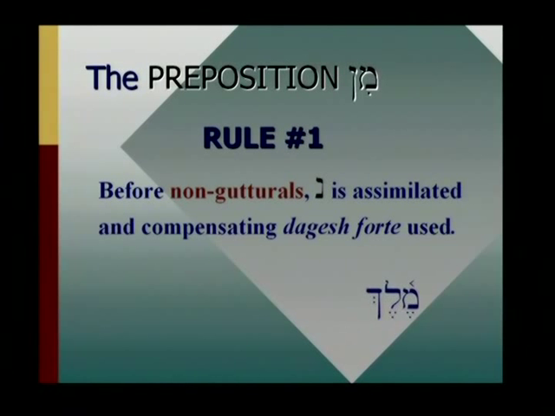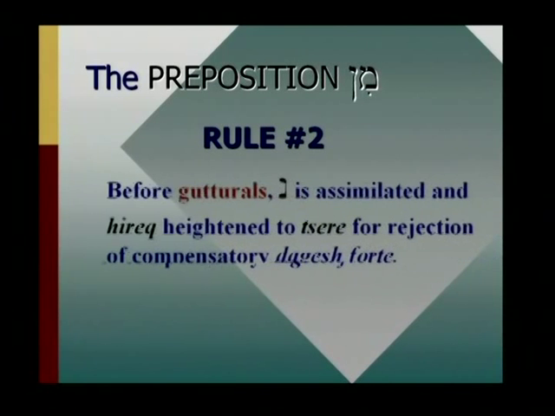Min is different. Before non-gutturals, the noon is assimilated. It becomes mi-melech, not min-melech, but mi-melech. Min-nahar. Notice the noon is assimilated. The dagesh forte compensates. Miyom, from day.